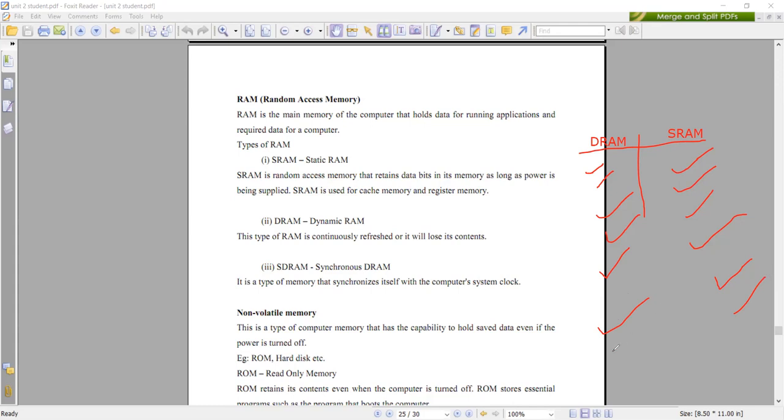Put an example: DRAM is main memory, that is normal RAM. We are using DRAM as normal RAM. SRAM is used in cache memories and registers. Those things are very important, they are asked in the exams also. Earlier in the syllabus you had a separate unit for memory management. From 2019, you have the memory management part inside unit 2, right? So that's why this unit is more important than unit 1.